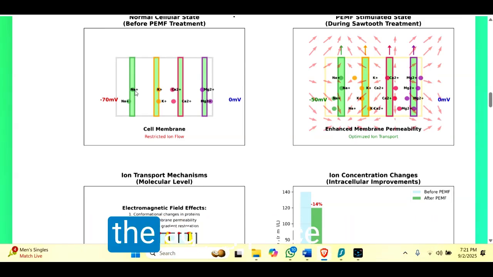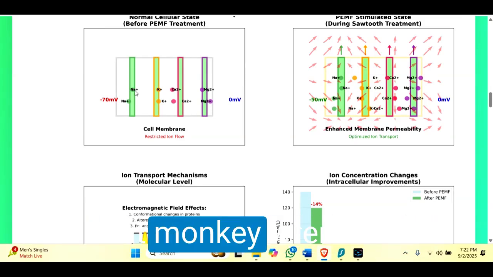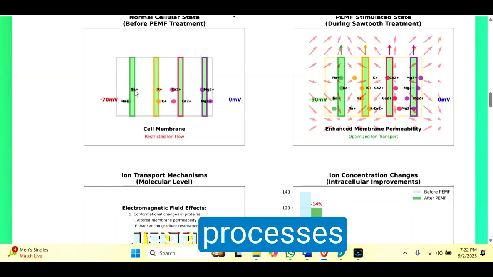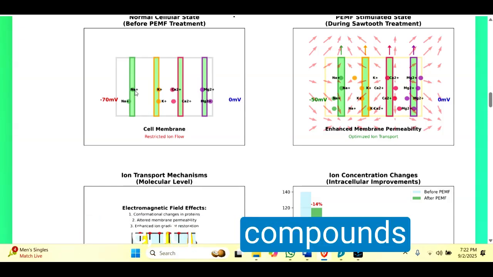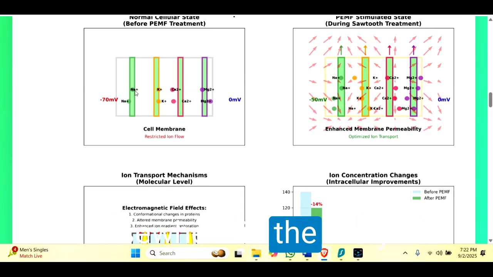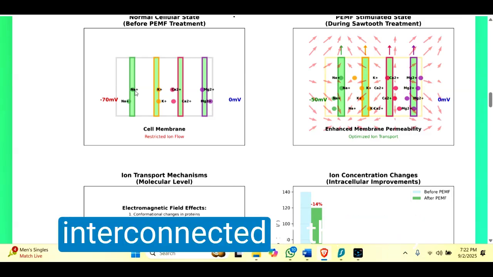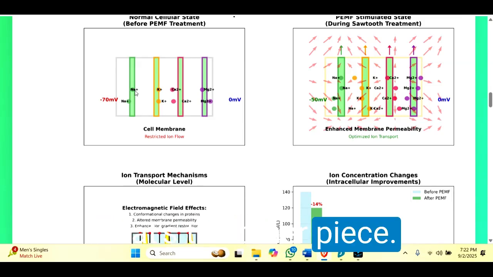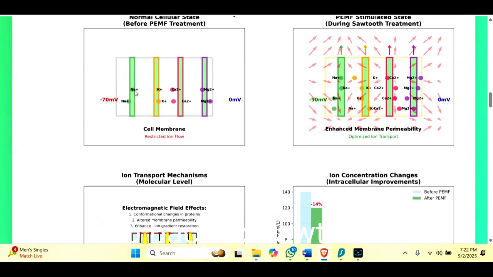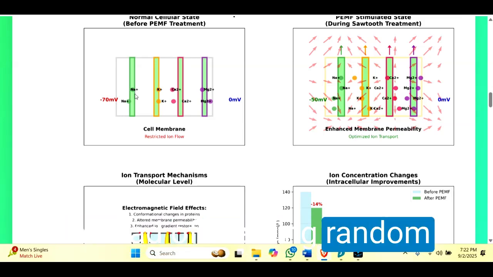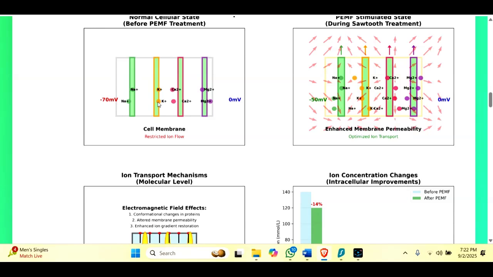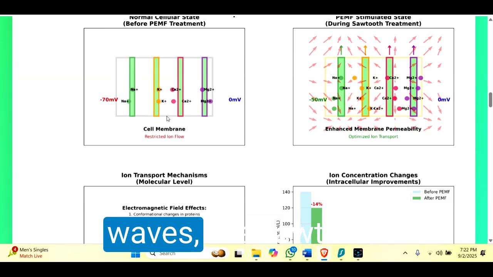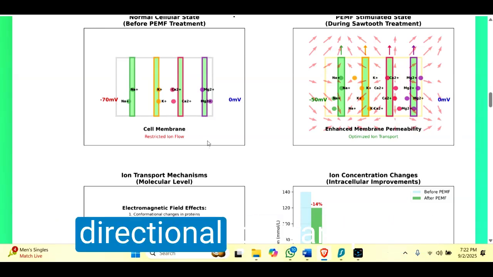And the problem is the aging piece too. If something throws that monkey wrench in early and disturbs some of these processes, over time it just compounds. It started in your elbow and now it's affecting that same cellular level elsewhere in the body, because everything is interconnected. That's the important piece. So back to sawtooth waveforms. How does a sawtooth waveform work? It's magic. Instead of creating random back and forth movements like sine waves or square waves, the sawtooth creates what they call a net directional ion transport.